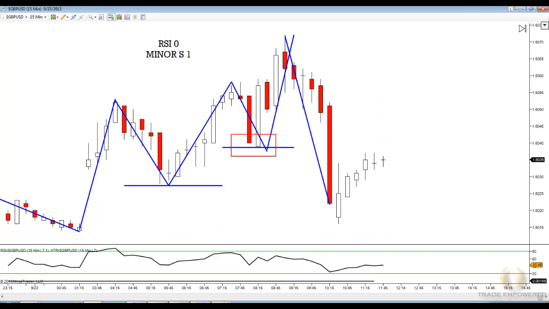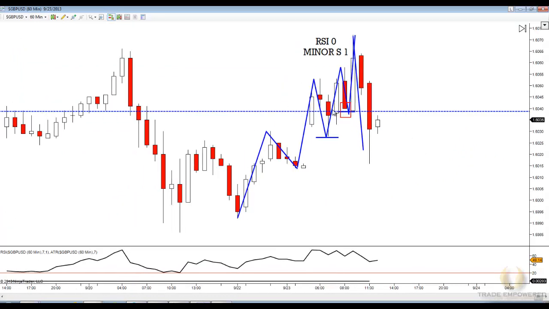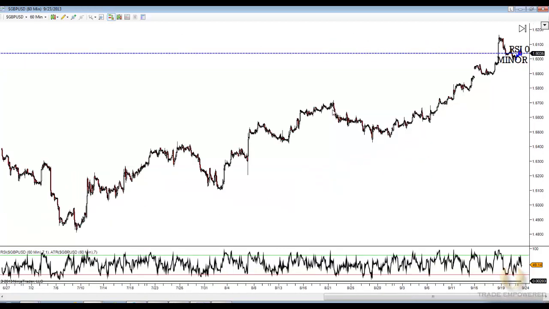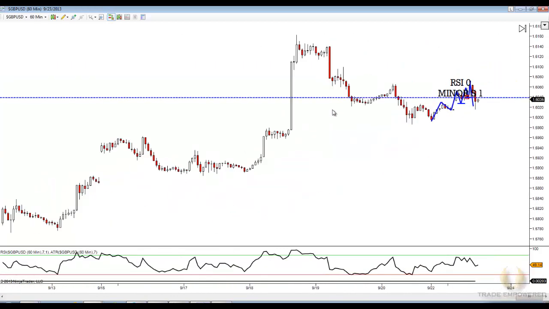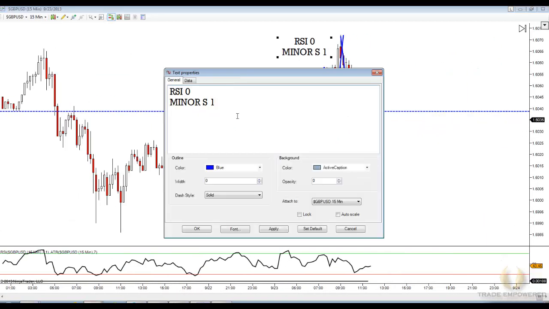Next thing on my list, is there a major structure? Well, let's go out to a higher time frame. Let's go out to the 60-minute chart. Draw in our line right here. Is there a major structure on this line? And I'm not seeing anything. So I'll go no as we go down to our trading time frame. Major structure, 0.